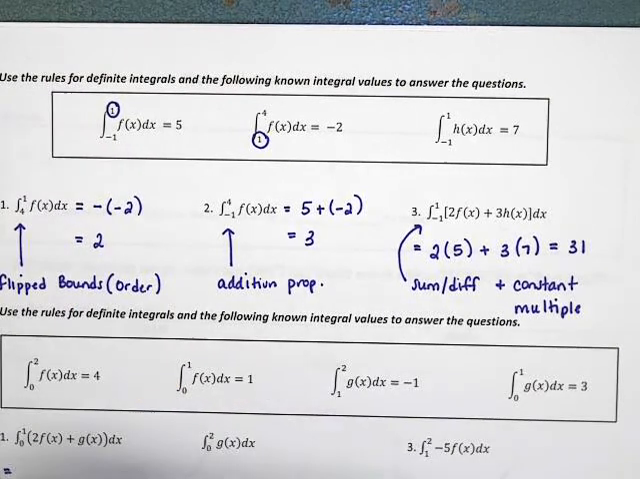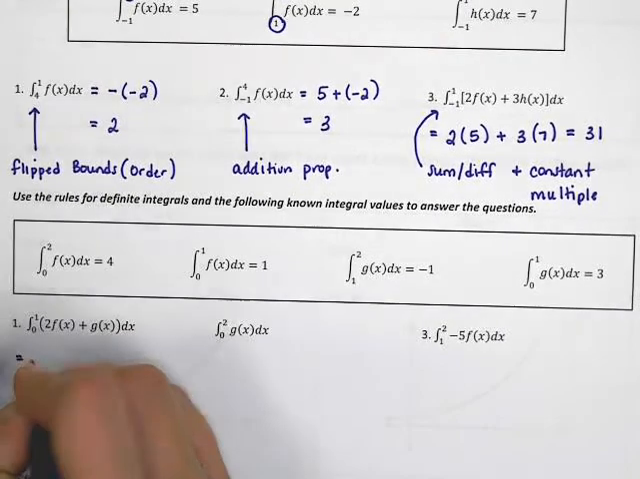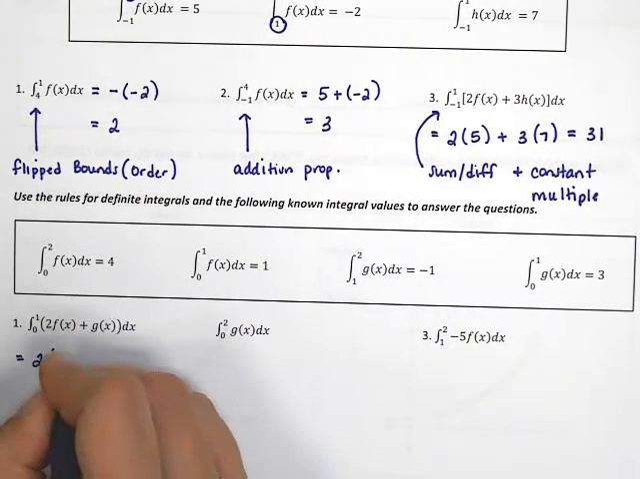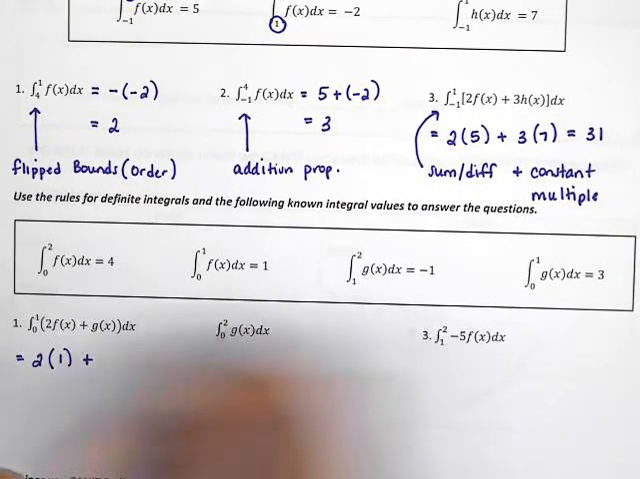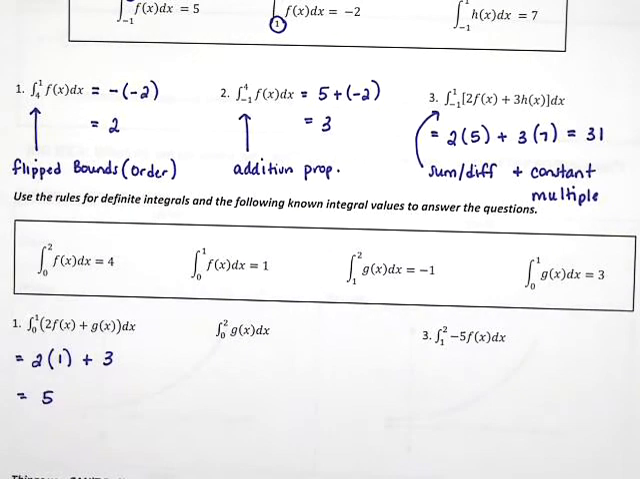So I can use those same properties I used here and use those values, the sum difference properties and the constant multiple properties. So I would take 2 times the integral from 0 to 1 of f, which is 1, plus the integral of g on those same bounds, and I would get 5.